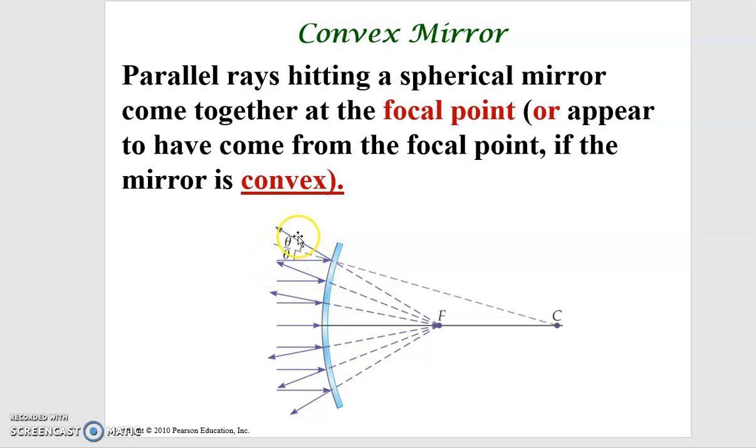Now the light will be reflected. If you trace the reflected light backward, you will find that all the reflected light gathers at the same point. This point where the reflected light gathers together is the so-called focal point. And for a convex mirror, the focal point is behind the mirror.